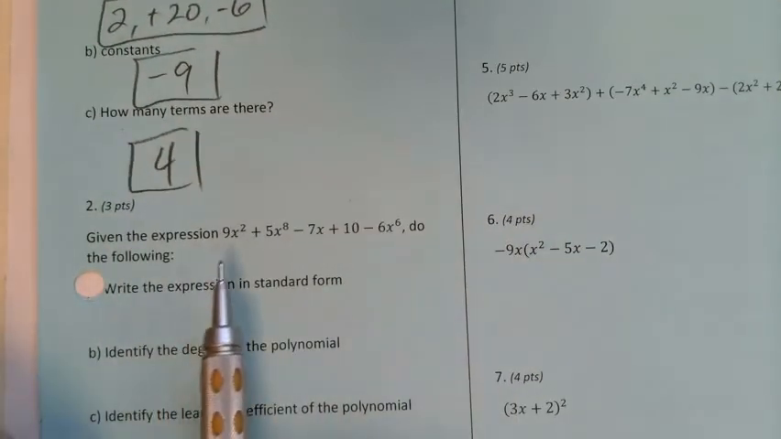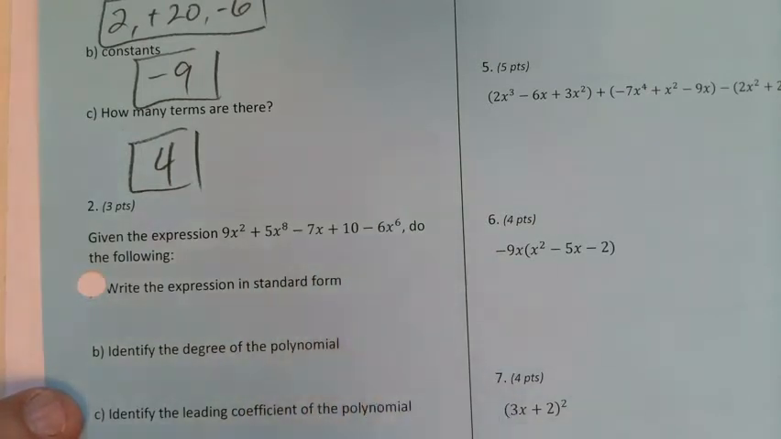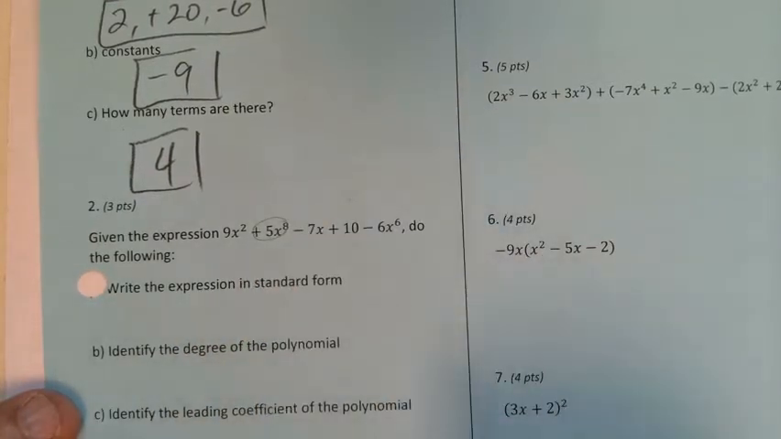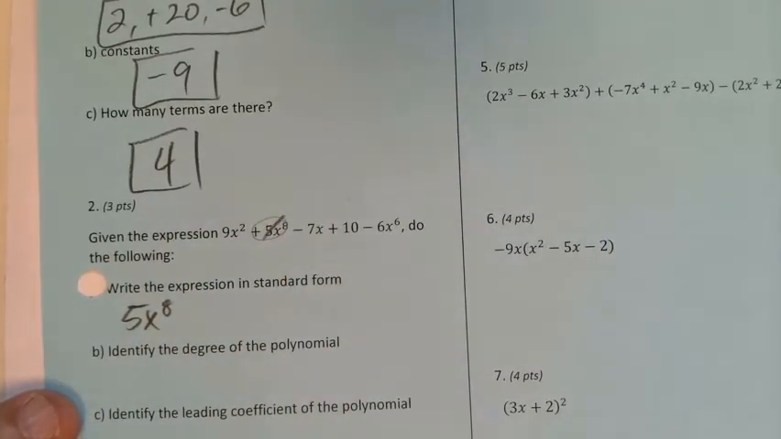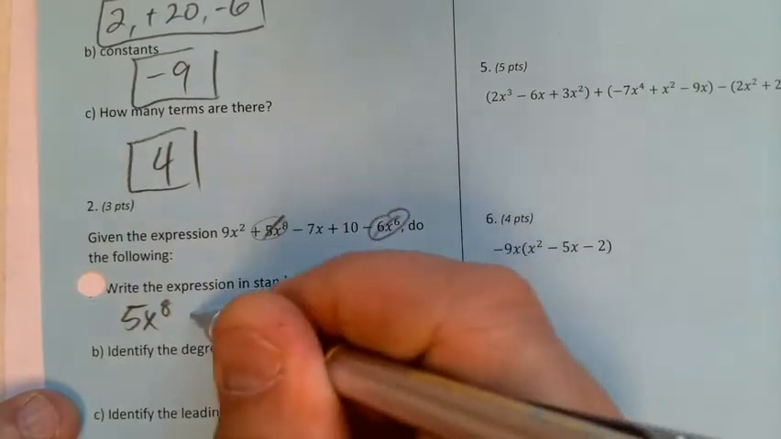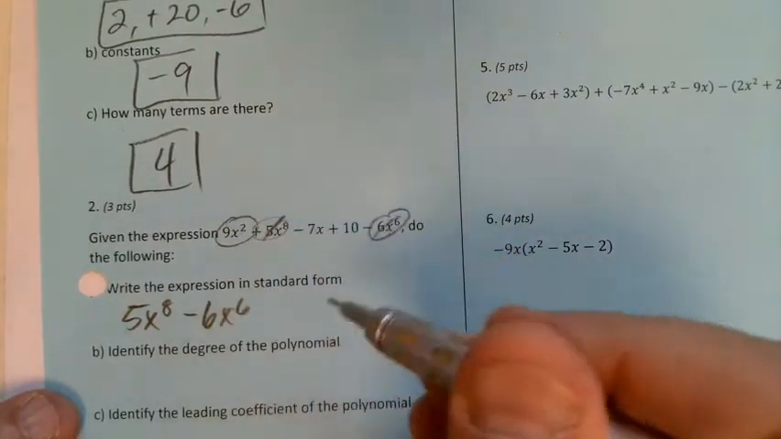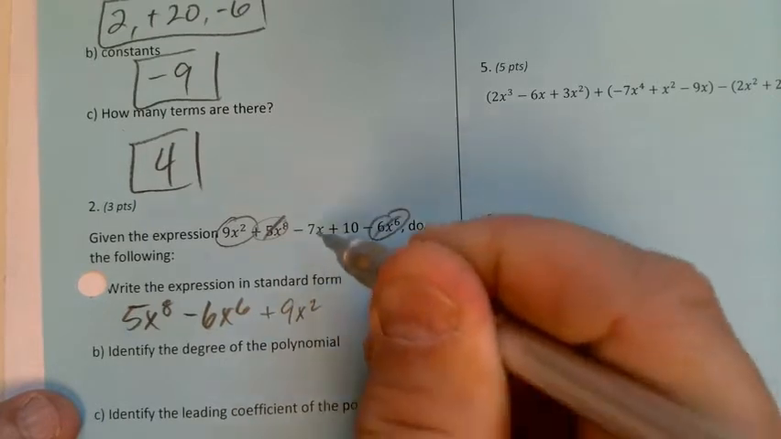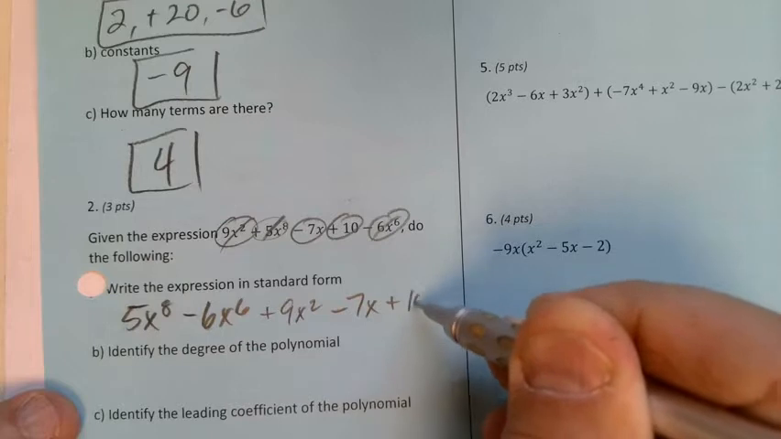Next one. Given this expression, 9x squared plus 5x to the eighth minus 7x plus 10 minus 6x to the sixth, do the following. Write it in standard form. Standard form says we take the biggest exponent term, which is 5x to the eighth, and put that first. Then I do the next highest one, which is minus 6x to the sixth. And then the next one is 9x squared, so plus 9x squared. The next one is minus 7x, and the next one is plus 10.